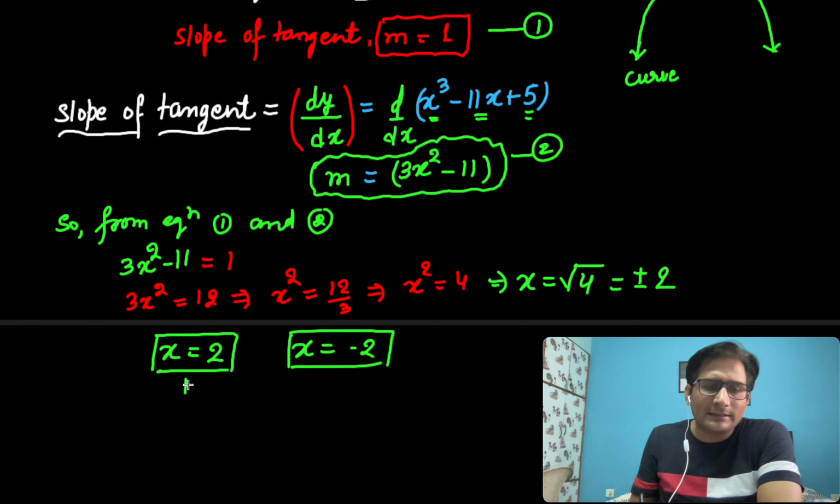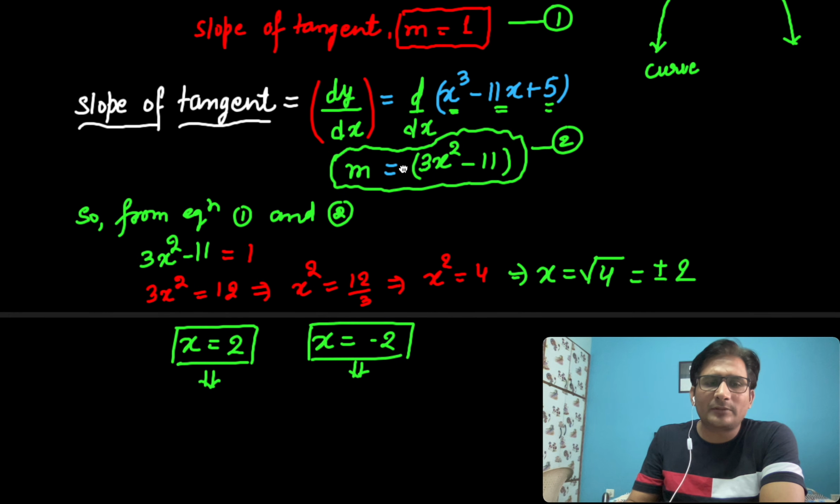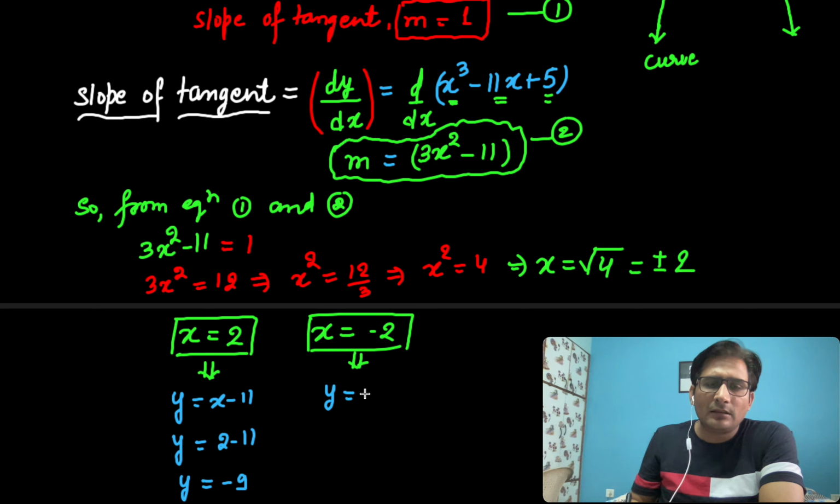If the value of x is 2, then find the value of y. How to find the value of y? We can take the equation of the curve, or we can take the equation of the line also, y equal to x minus 11. So, y is equal to 2 minus 11, or we can say that y equal to minus 9. In this case, y equal to x minus 11, y equal to minus 2 minus 11, and y equal to minus 13.